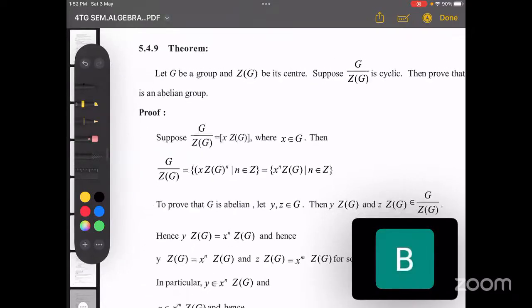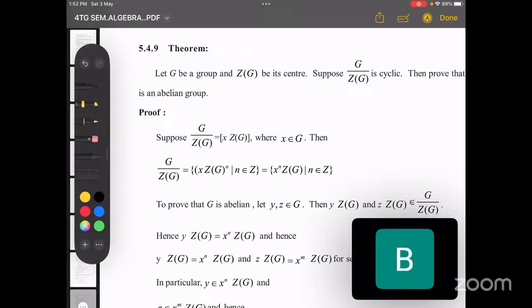So here G is the group we have, Z(G) is its center. Suppose G/Z(G) is cyclic. Whenever it is cyclic, then we have to prove that G is an abelian group. Suppose that G/Z(G) is equal to the group generated by xZ(G). So we are taking the element x from the group G.